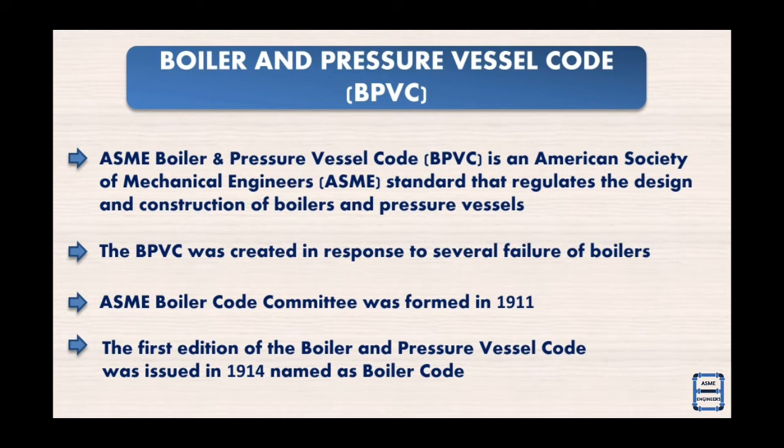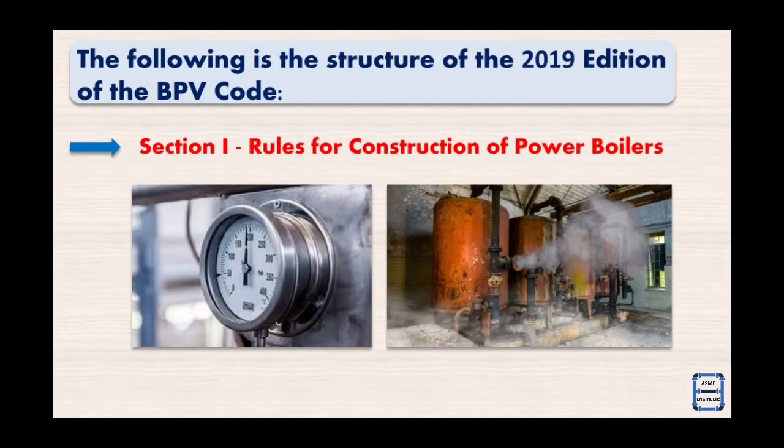This Boiler and Pressure Vessel Code was created in response to several boiler explosions in the northeastern United States. The ASME Boiler Code Committee was formed in 1911 and the first edition of the Boiler and Pressure Vessel Code was introduced in 1914 and named the Boiler Code. Next, we will see the various sections of the ASME Boiler and Pressure Vessel Code as per the 2019 edition.